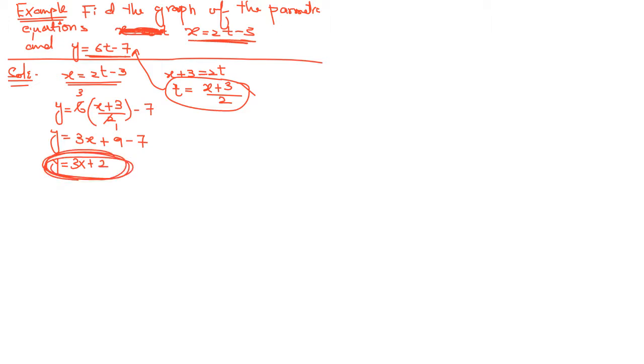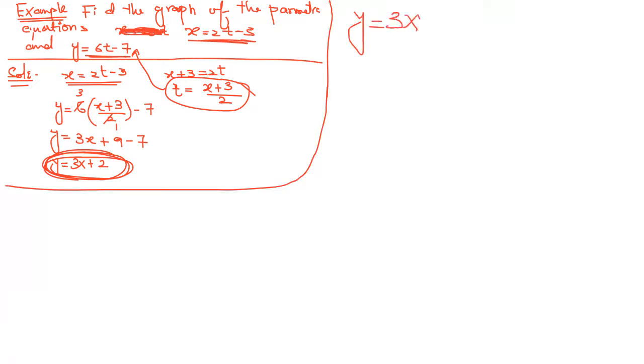Is there any t in this equation? No. So we can draw the graph of this equation. From this equation, can anybody tell me what this equation represents? y is equal to 3x plus 2. Is this the equation of a circle? Is this the equation of a line? Is this the equation of an ellipse? Is this the equation of a parabola? What does this equation represent?